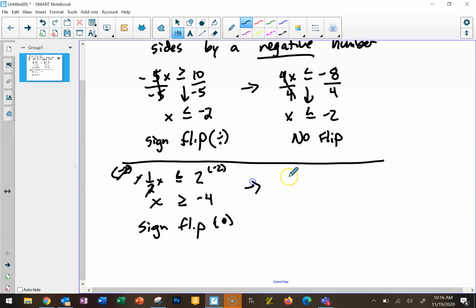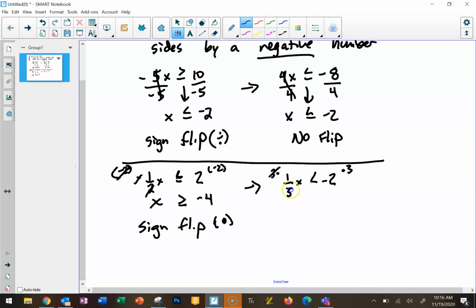And then the counter example of that would be very similar. What if we had 1 over 3x is less than negative 2? So the counter example of this, where we don't have to flip, is if we look over here, our coefficient is 1 over 3. So we don't have to multiply by a negative number, we've got to multiply by a positive number. So to get rid of that fraction, we've got to multiply both of these sides by a positive 3.